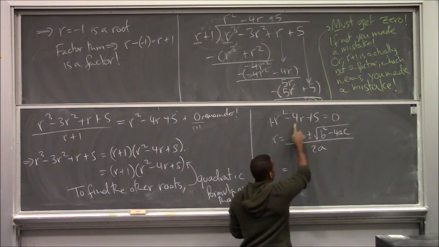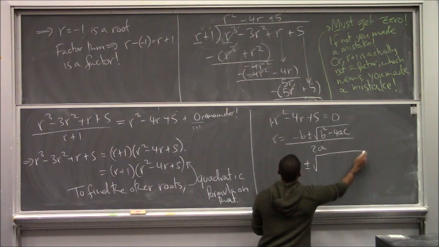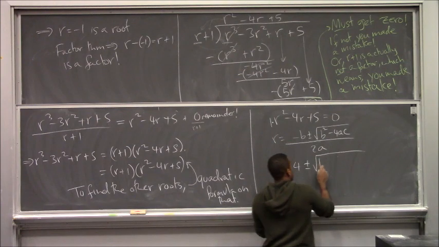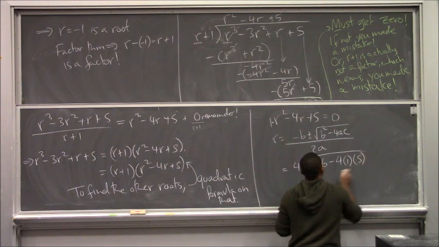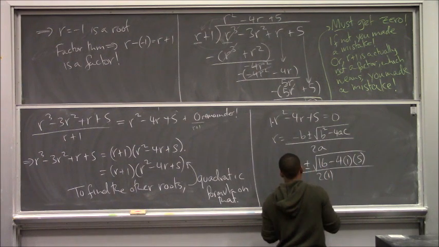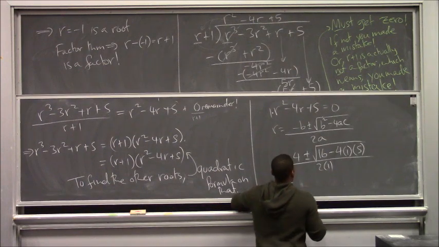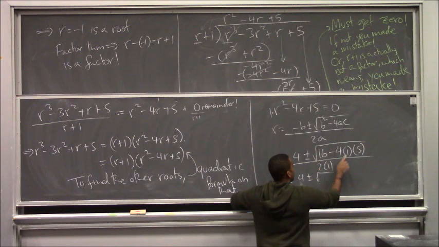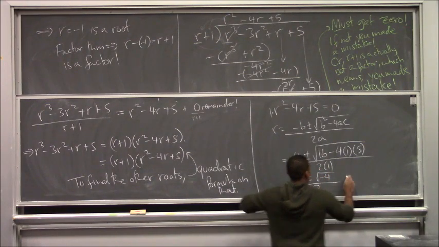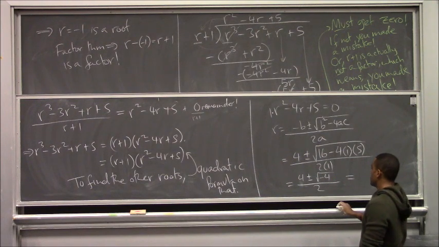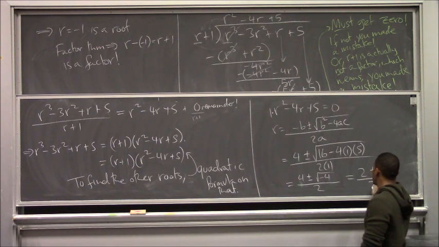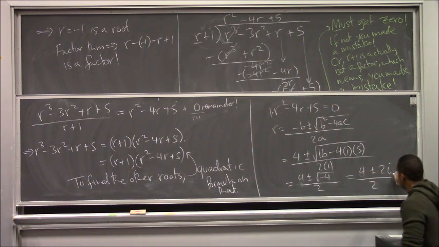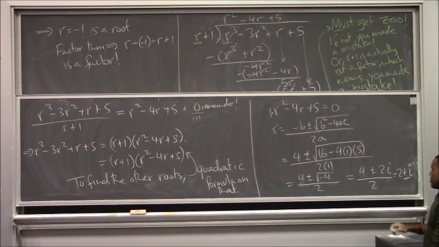So this would be minus b, which is going to be plus 4, plus or minus the square root of b squared minus 4 times a times c, all over 2 times 1. So this is 4 plus or minus, what's under this? That's 16 minus 20, that's minus 4, all over 2. What's that going to be? 2 plus or minus i. 4 plus 2i, all over 2. So that's 2 plus i, plus or minus.